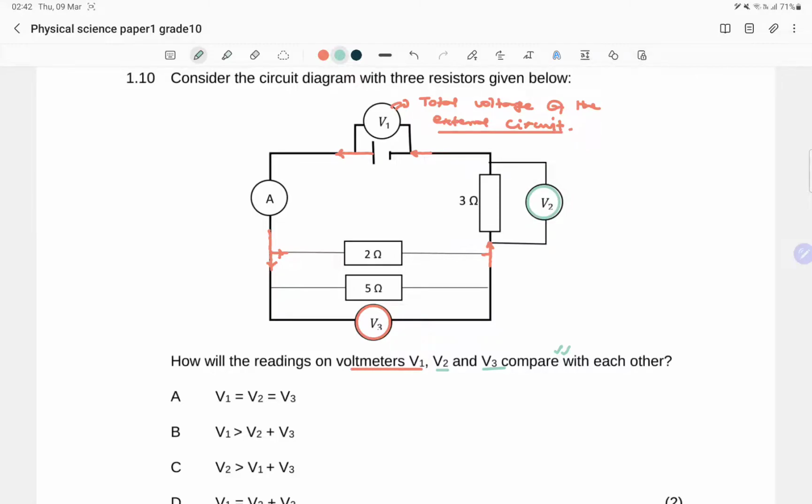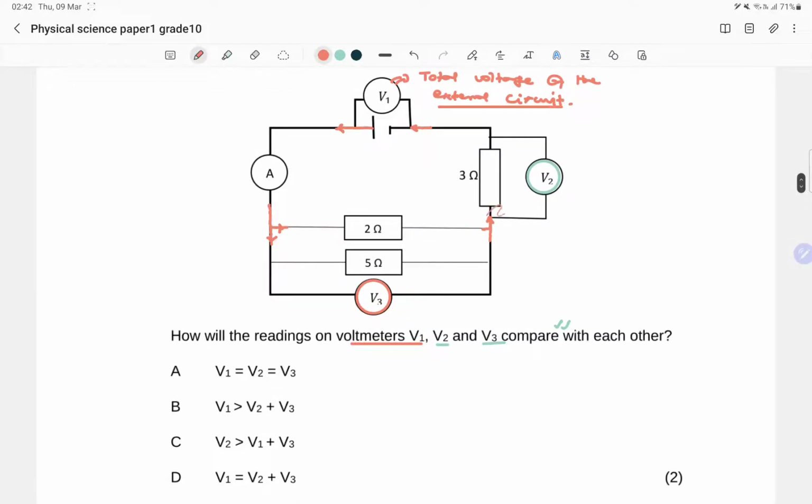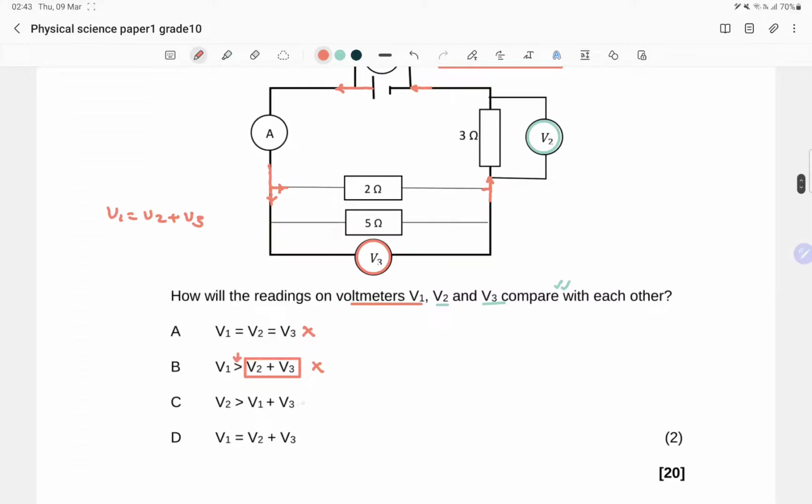Okay, so what do we need to do? We need to know that V1 is basically equal to the sum of these two. Now let's see. V1 is equal to V2 equal to V3. They are not equal. Okay, V1 is greater than the sum, not greater than the sum, because we know that V1 is equal to V2 plus V3. So it is not greater, but equal to the sum of the two. V2, that one is even ridiculous. V2 cannot be greater than anything that has V1 included. But this one is correct, so that is the answer.